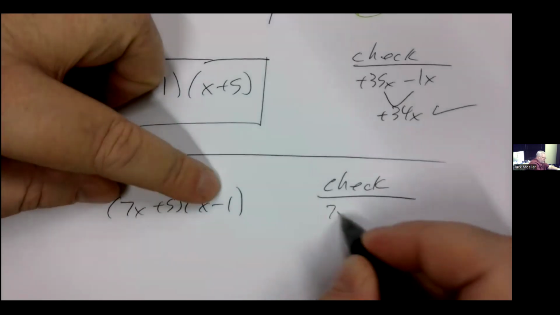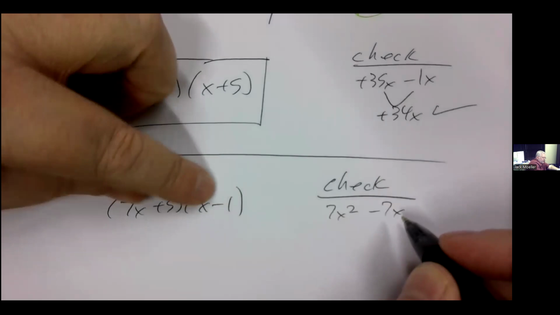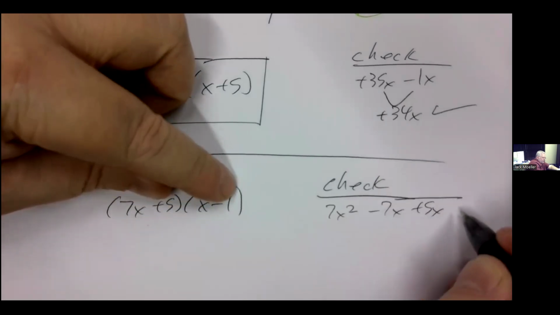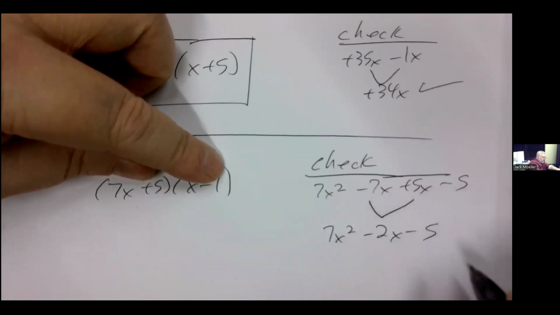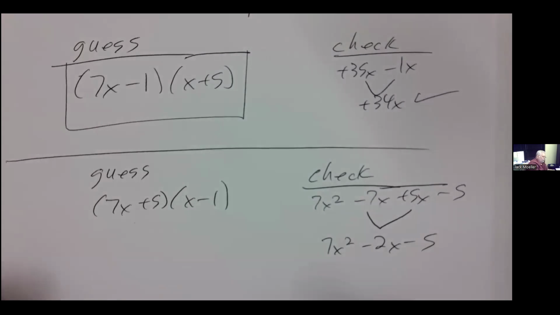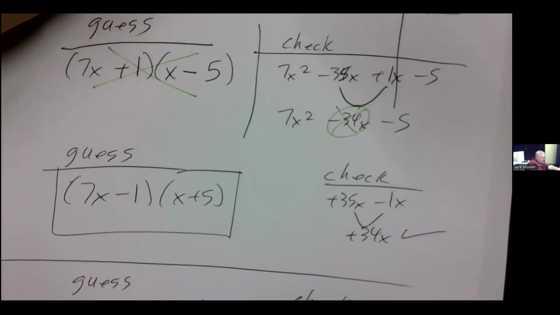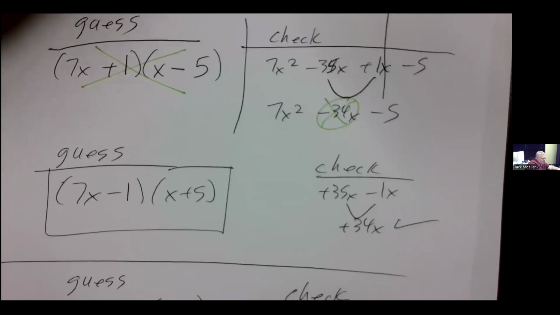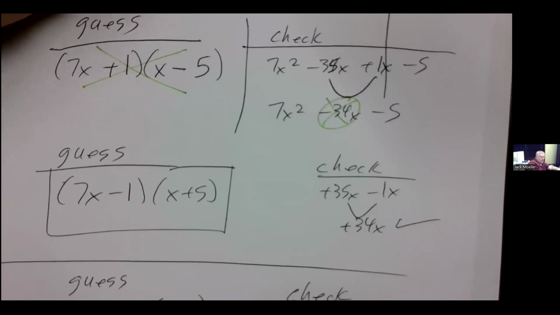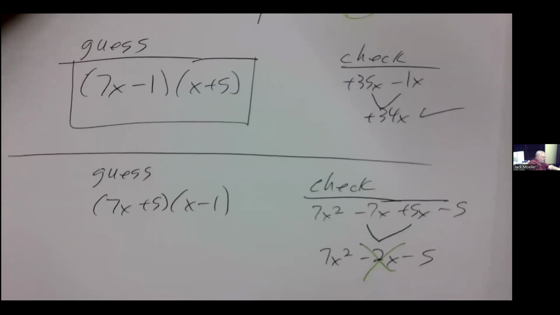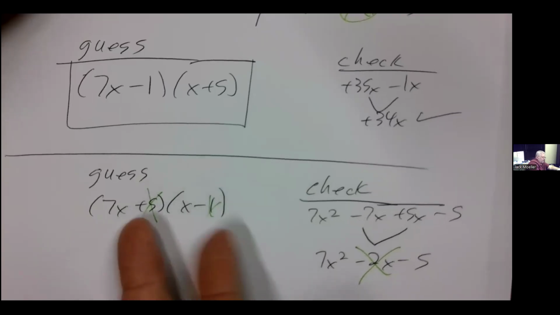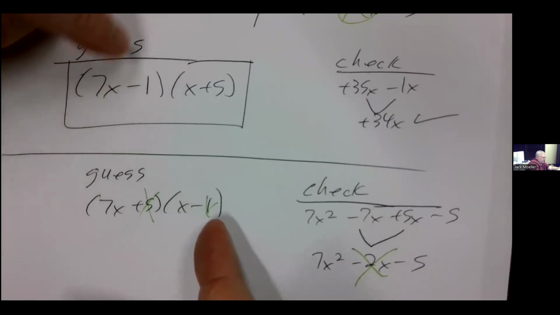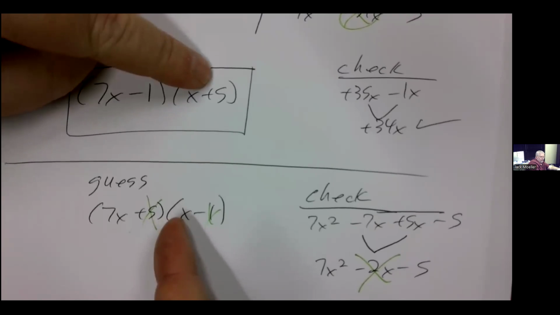so now we get our 7x squared. Now we have minus 7x plus 5x, and then minus 5. We get 7x squared minus 2x minus 5. So we have minus 2x, we want plus 34x. So the bigger problem here is not the sign, it's that the number is not 34. So it's not even close. And since it's not even close, I don't want the 5 with the 7 and the 1 with the x. So you have to get in the habit of flip-flopping those numbers and put the 1 with the 7 and the x with the 5.